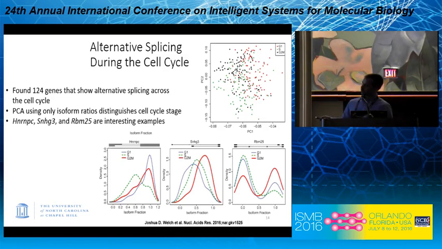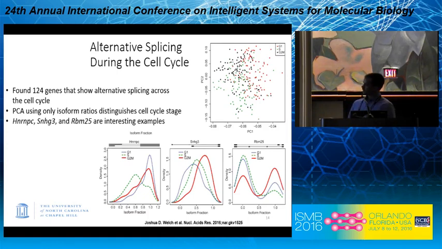And when we took the isoform ratios for these genes and did PCA, we were able to grossly recover the cell cycle stage of the individual cells using only isoform ratios. And I'm showing here three interesting examples of the genes that we found. HNRNPC is a ribonucleoprotein, and there's an alternative exon boundary event where the longer exon form is mainly found in S phase, and the shorter exon form is the predominant form in G1 and G2M phases.